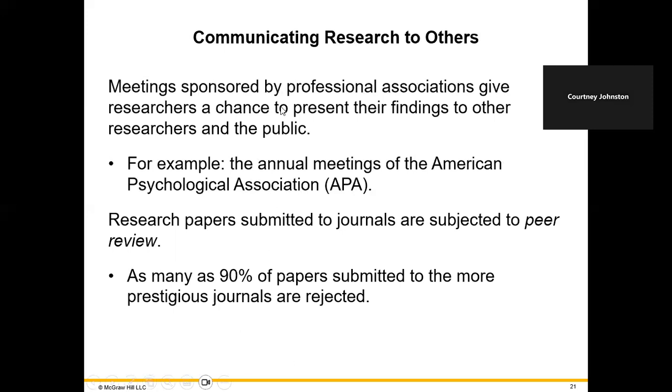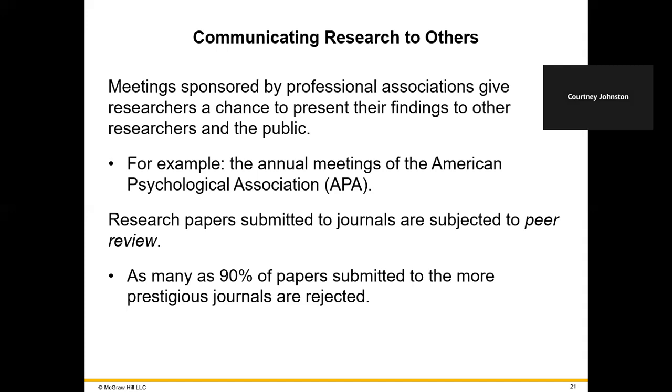Now, when it comes to communicating the results, there are meetings and conferences, regionally, state, national, and internationally, to present findings to other researchers. This could include the meeting of the APA that occurs every year. And also research papers submitted to journals are subject to peer review. So if you were to submit your research to a journal, it would need to be peer reviewed by other academics and researchers to ensure that it is a valid and thorough study.